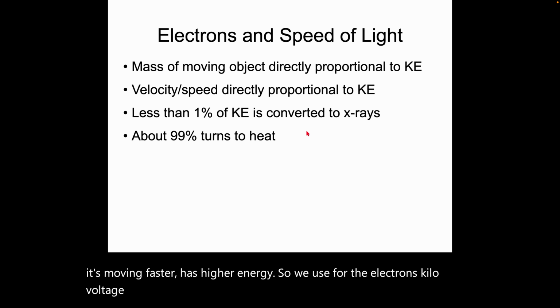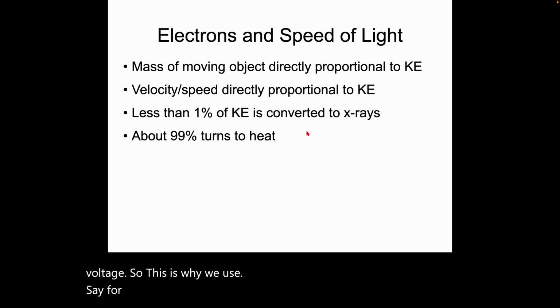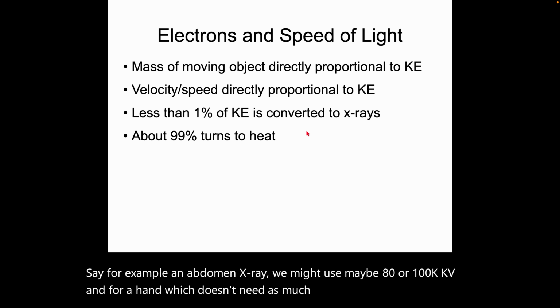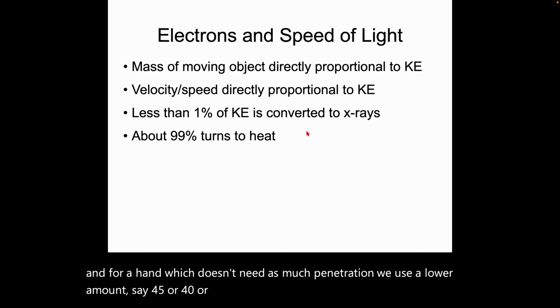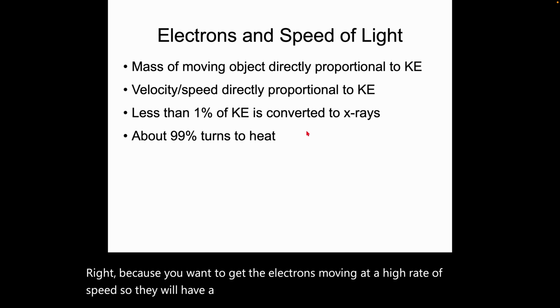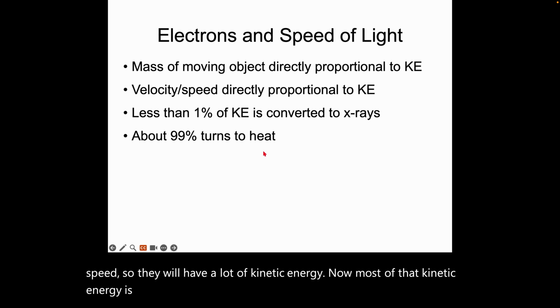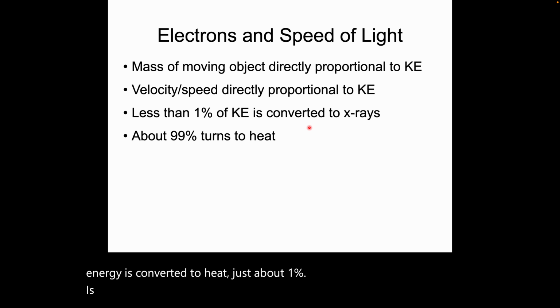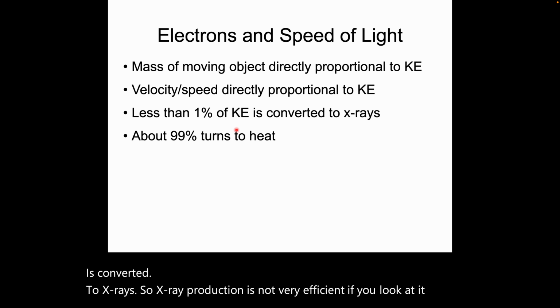This is why, for example, for an abdomen X-ray we might use maybe 80 or 100 kV, and for a hand, which doesn't need as much penetration, we use a lower amount, say 40 or 45 or maybe 50, depending on where you're working, right? Because you want to get the electrons moving at a high rate of speed so they will have a lot of kinetic energy. Now, most of that kinetic energy is converted to heat. Just about 1% is converted to X-rays. So X-ray production is not very efficient if you look at it from this point of view, right?